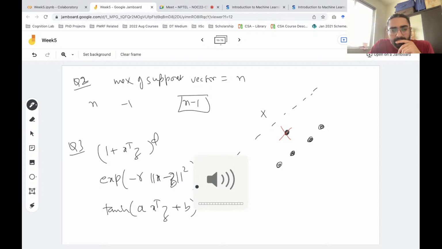Sir, in this question, the third one, the exponential kernel, the 2 was written a little larger. So I thought that it is not square and it is number 2. Please check the question, sir. It has not been written as square. No, but even then it will be a kernel. Okay, thank you.